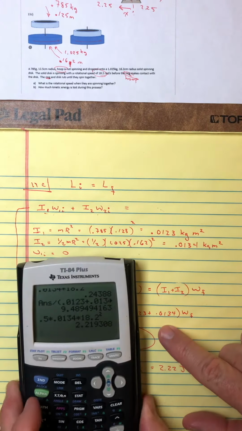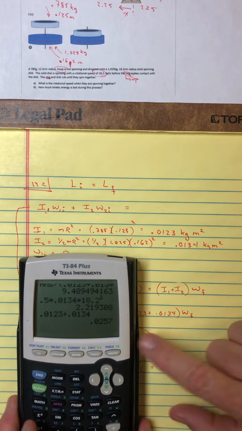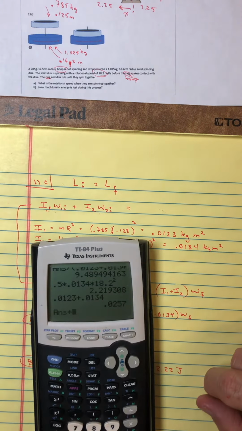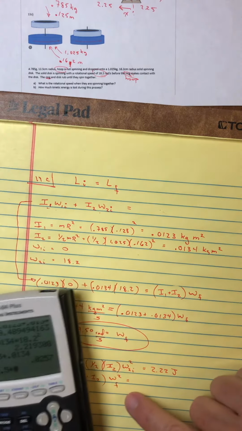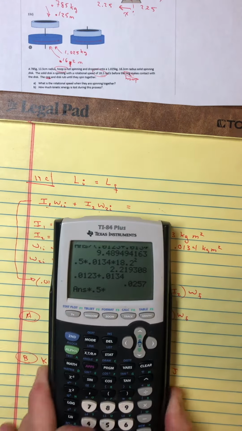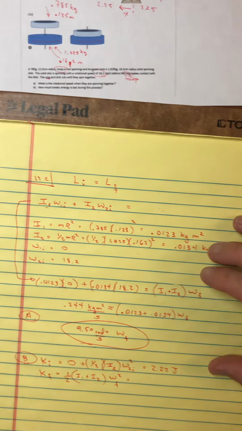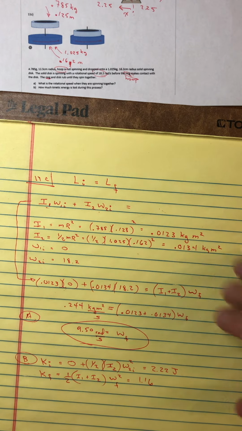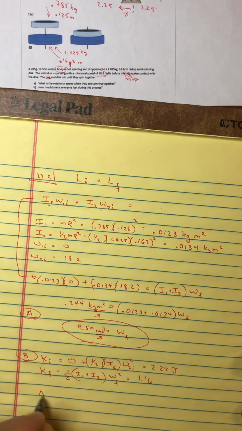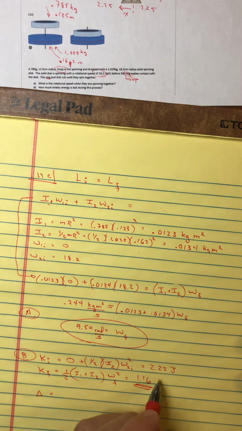So let me add those two together, 0.0123 and 0.0134. So that's the total there. Let me do the times 1/2. And then let me do times the final speed. So assuming I got A right, I'm going to be 9.5 squared. And it looks like about a 1.16 is the energy after. So not a surprise that it has gone down.